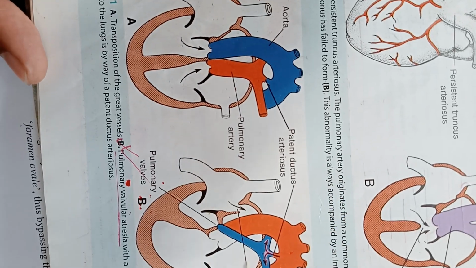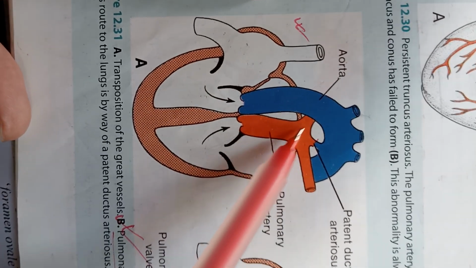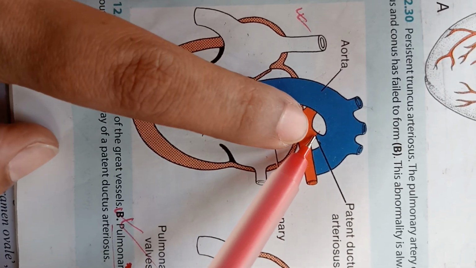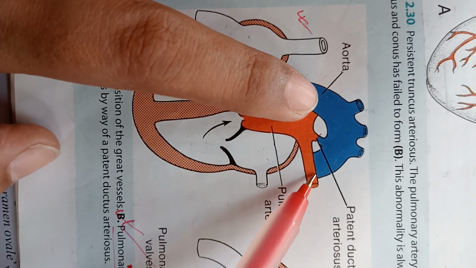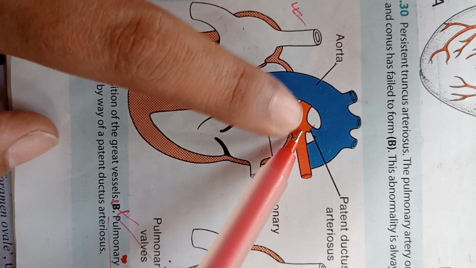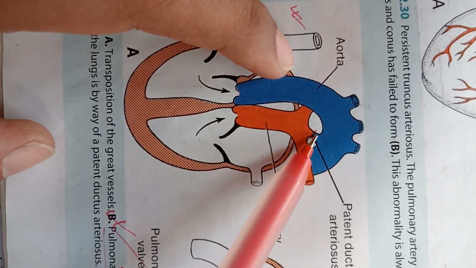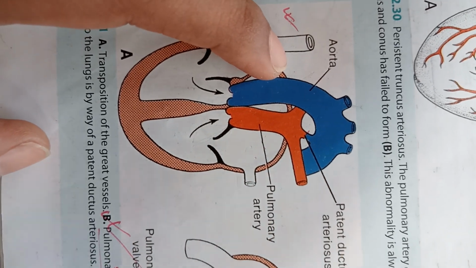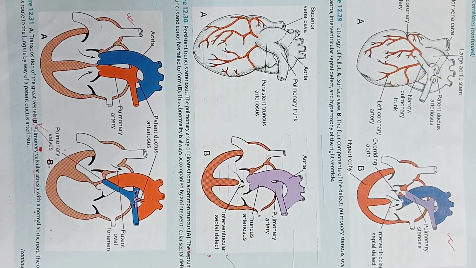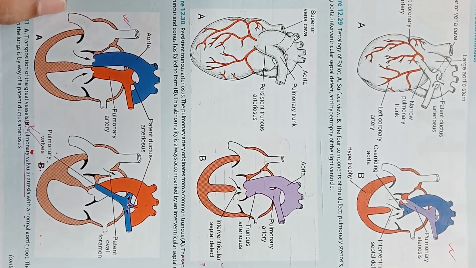Next one is the patent ductus arteriosus. Here we know in the fetal circulation the pulmonary trunk divides, and at the site of division, in between the right and left pulmonary artery, there is a communication between the aorta and the pulmonary trunk. This communication is known as ductus arteriosus. After birth, this ductus arteriosus is closed. If it fails to close, this is known as patent ductus arteriosus. So these are the classification of the acyanotic heart disease.